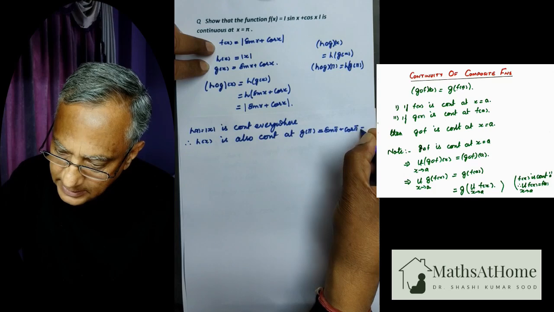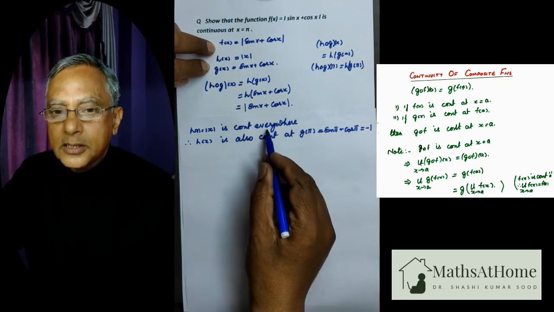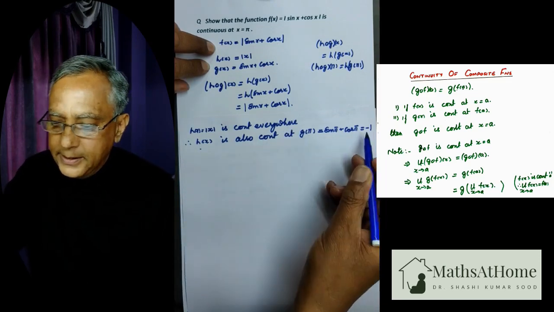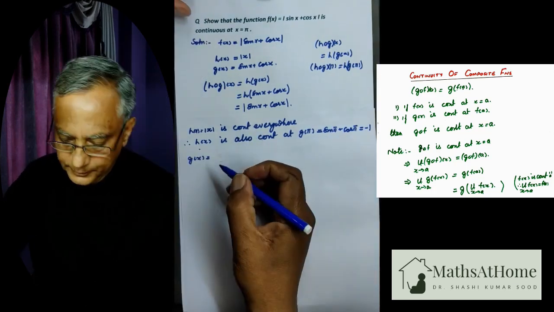So this is equal to minus 1. Since hx is continuous everywhere, therefore hx is also continuous at g pi equal to minus 1. This is continuous at minus 1.